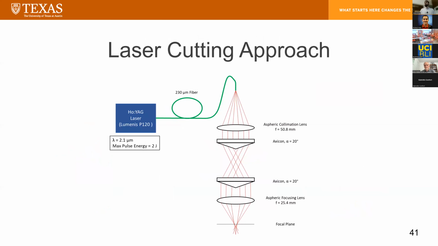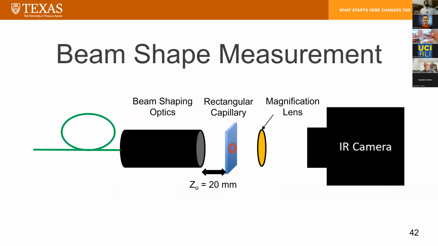So our approach here is the same as in the last section. We use these axicons to shape the beam and focus it onto the tissue. We measured the beam shape we were able to generate at different distances from the optics. So the beam decreases in diameter as it's focused. To do this, we placed a rectangular capillary filled with a thin water layer, and we irradiated this with the annular beam and measured the beam shape using an IR camera.